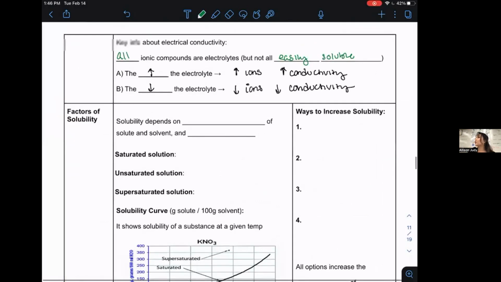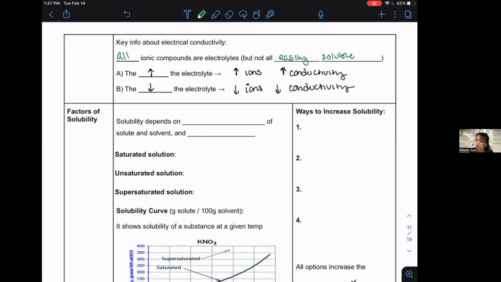So how do we increase solubility? What if I have a low soluble thing and I really need it to be soluble? I really need my electrolyte to dissolve. I really need my maximum amount of ions in solution. I really need a fully saturated solution. I need my ionic compound to break down.